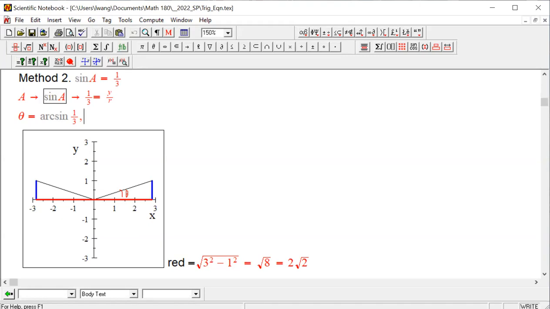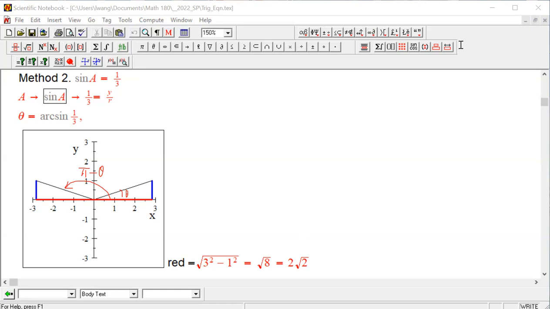And what's the other one? They have the same reference angle, right? So this other angle is going to be pi minus theta. Sorry, this is so ugly, please forgive me. Okay, so this is pi minus theta. There we go.